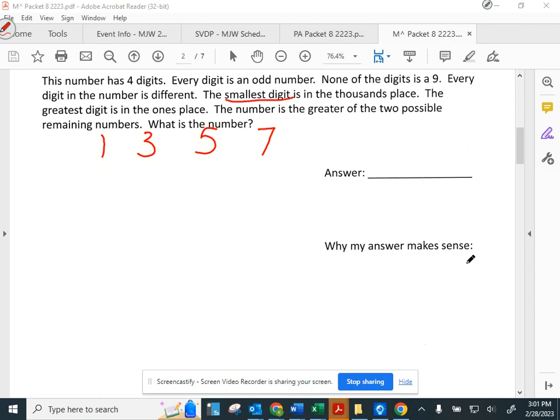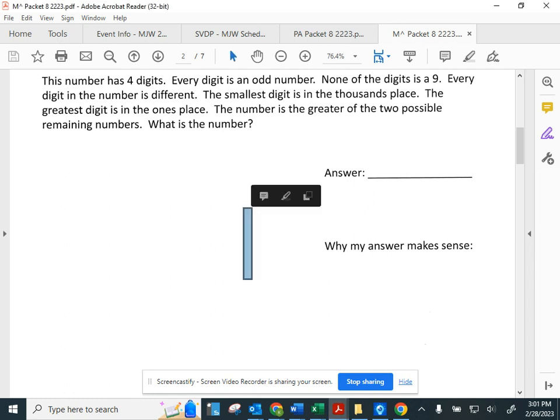The smallest digit is in the thousands place. So if I have my number, here's my comma for the thousands, the smallest digit is going to go here, and the greatest digit goes in the ones place. Then I have 2 numbers left over, and it says the number is the greater of the 2 possible remaining numbers. So I'm going to put the bigger number here because that's going to be bigger than if I reverse it. So you're just going to have to punch those numbers in where they belong on that number.